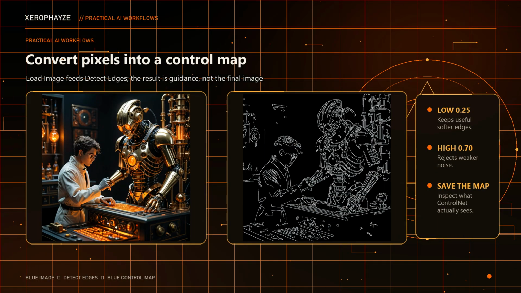The reference image first passes through Detect Edges, the Canny node. Its blue image input receives the source pixels. The low and high thresholds decide which edges survive. The output is a simplified control map, not the final picture. Saving that map during testing makes it much easier to understand what information ControlNet is actually receiving.